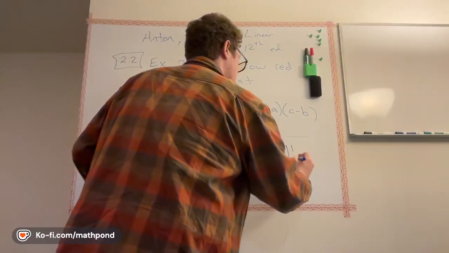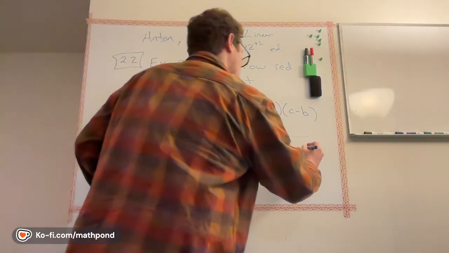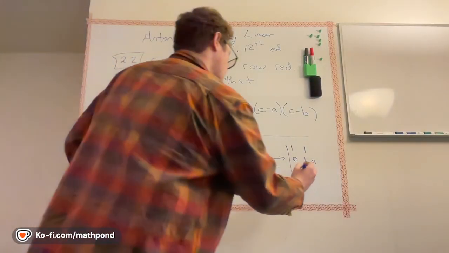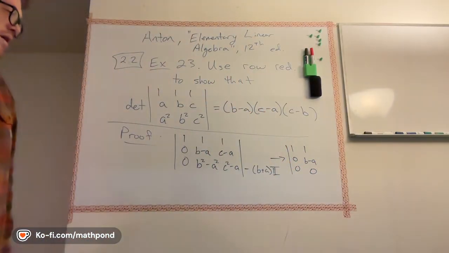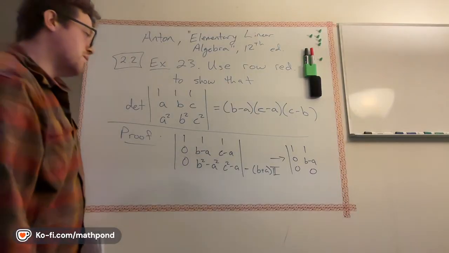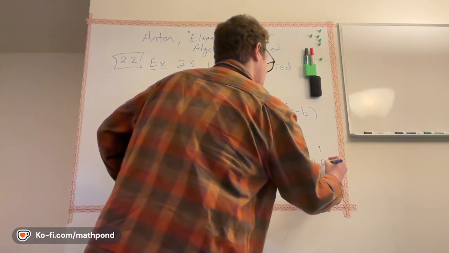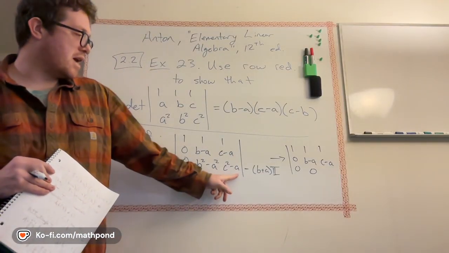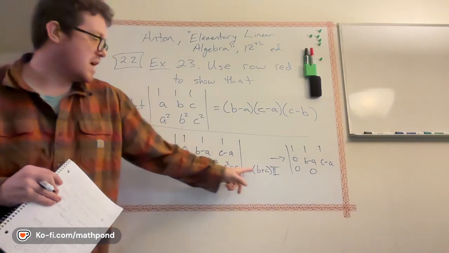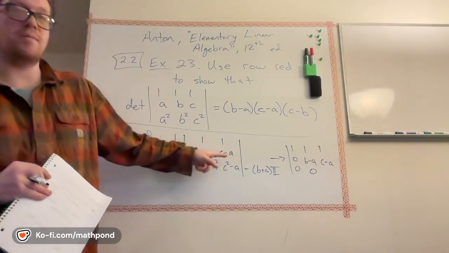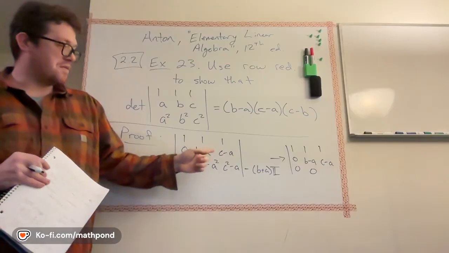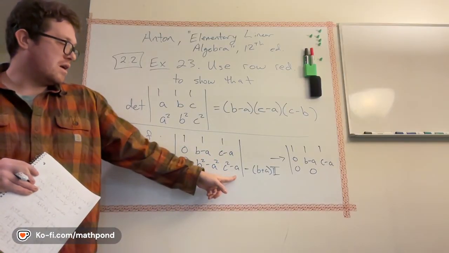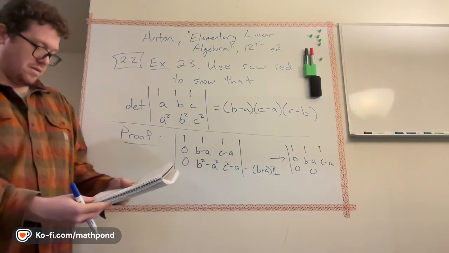So this is 1, 0, 0, 1, b minus a, 0, because that was the point. And now finally we have 1, c minus a, and the last entry is c squared minus a squared minus the quantity b plus a times the quantity c minus a. So it's going to be a foiling. You're going to have to foil it out. It's going to be c squared minus a squared. Right, I did all the math out here for you.